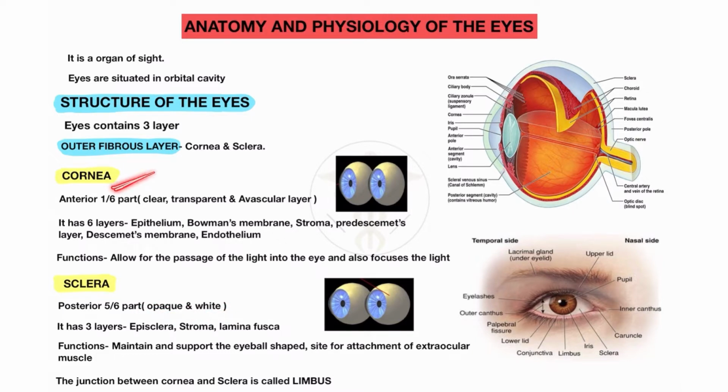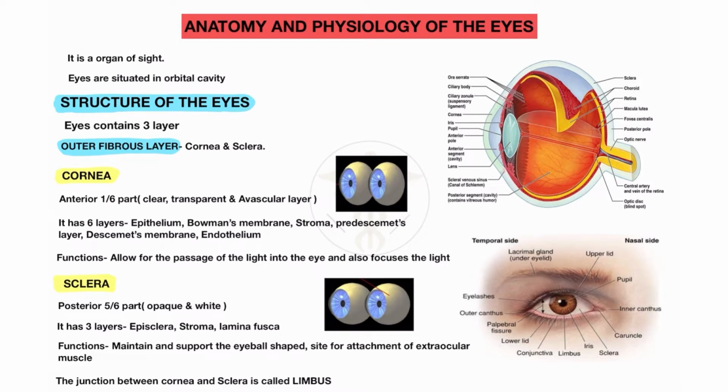In the cornea you studied 6 layers, but the sclera has 3 layers: the episcleral layer, the stroma layer and the lamina fusca. You do not need to learn these 3 layers, but if you want, you can. These are the 3 layers of the sclera.